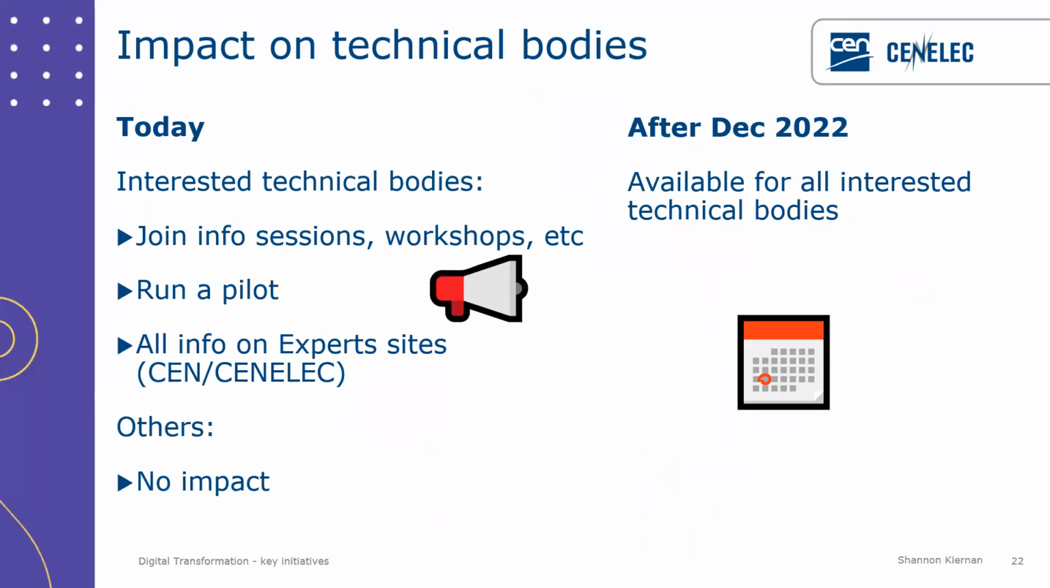So how does this affect you guys in the technical bodies? As of today, if your technical body is interested, you can join an info session or a workshop, things like that, or you can participate in a pilot, and all of the information is on the expert sites. But if your technical body is not interested, no problem, there's no impact on you. The project is intended to go live in December 2022. And that means that the framework will be available at that point for anybody who wants to use it. So at this point still, if your technical body is not interested, no problem, it's optional, you don't need to use it. If your body is interested, that's when it becomes available for everybody to use.